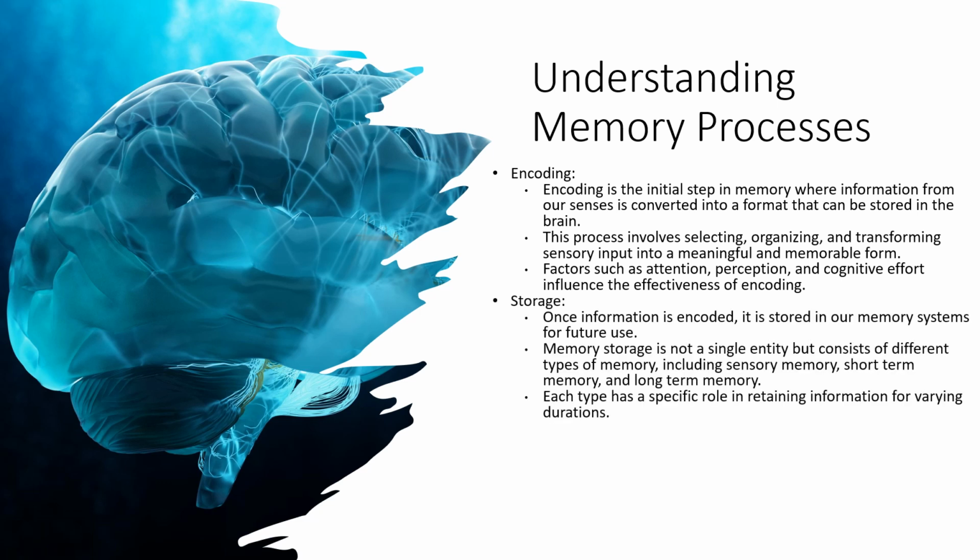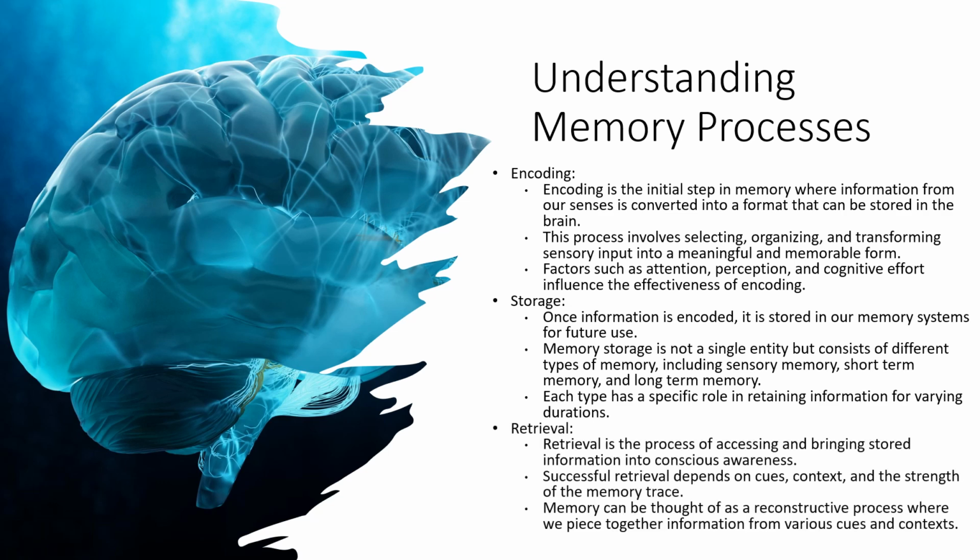The next one we have is storage. Once information is encoded, it is stored in our memory system for future use. Memory storage is not a single entity but consists of different types of memory, including sensory memory, short-term memory, and long-term memory. Each type has a specific role in retaining information for varying durations.